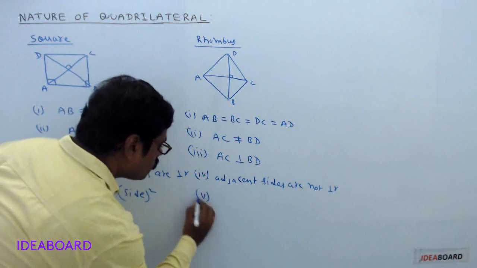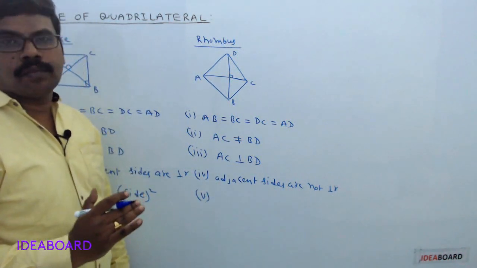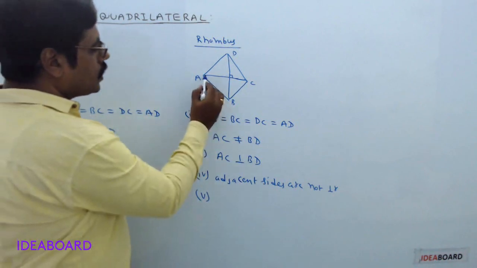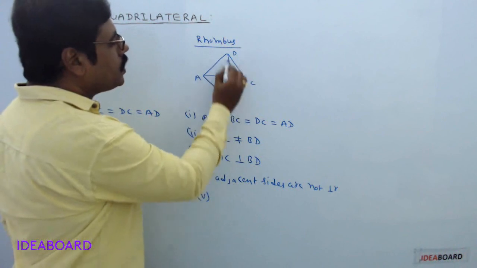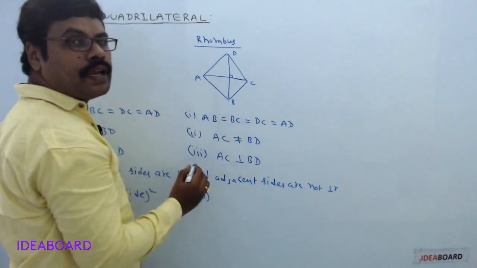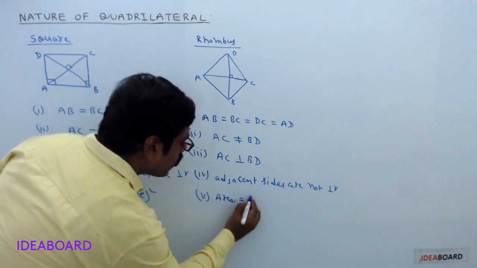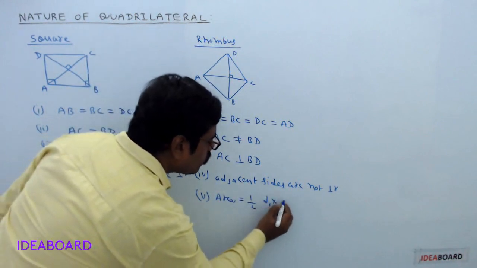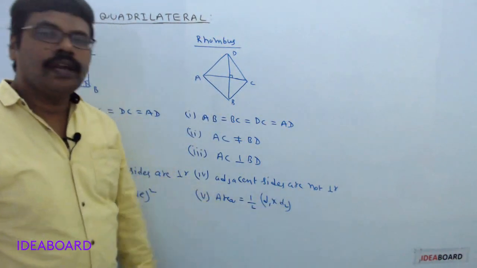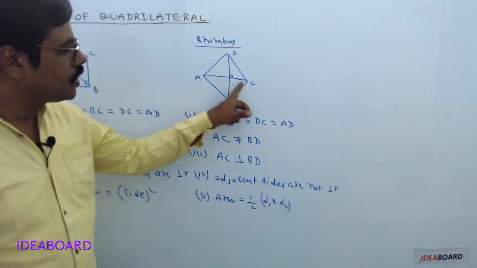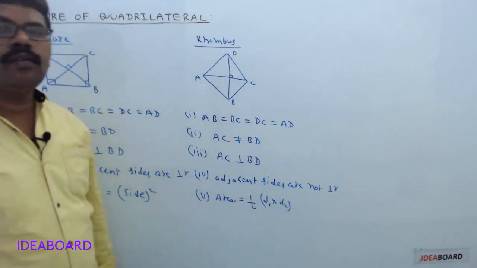Then fifth one, area of the rhombus. What is the formula for area of rhombus? Suppose let D1 be the length of the diagonal AC and D2 be the length of the diagonal BD. Then area of rhombus is 1 by 2 into D1 into D2. So half into D1 into D2. Here D1 is the diagonal AC, D2 is the length of the diagonal BD.